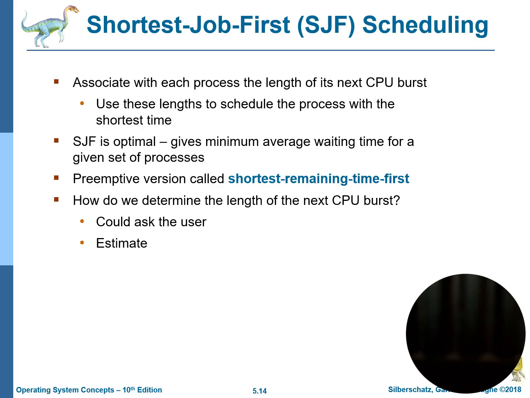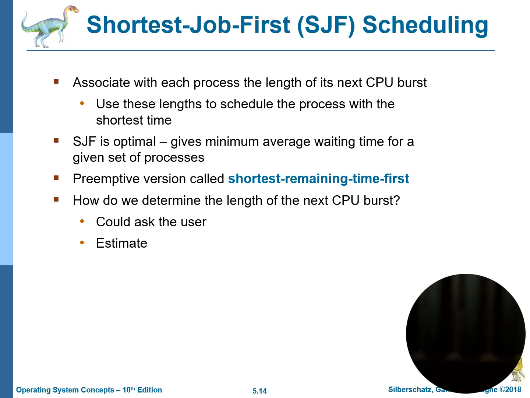So now we are looking at another algorithm called shortest job first, which can overcome the disadvantage of first come first serve. This one associates each process with the length of its CPU burst. It uses this length to schedule the process with the shortest time. Shortest job first is optimal. It gives the minimum average waiting time for a set of processes. The preemptive version of shortest job first is called shortest remaining time first.